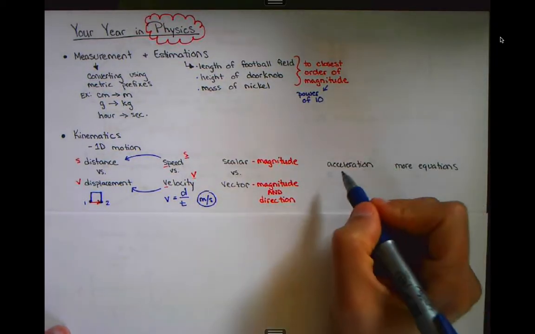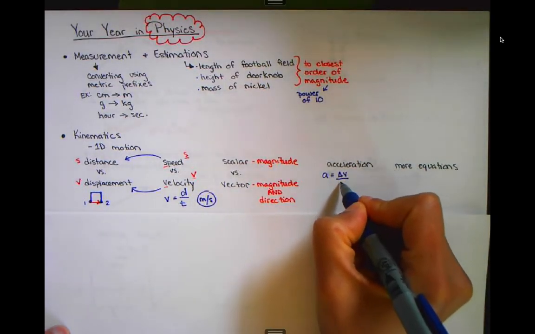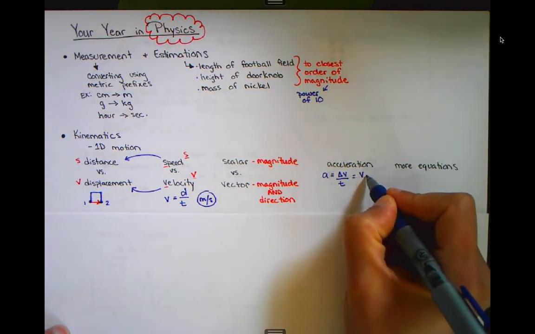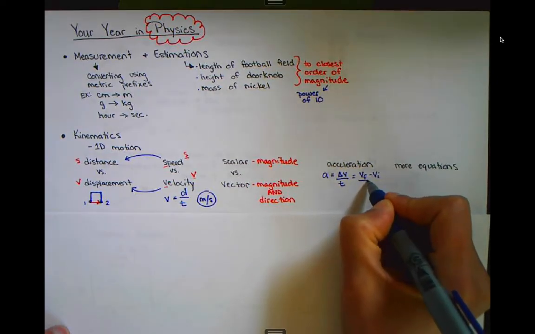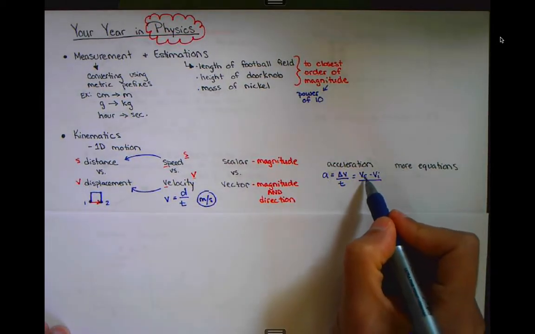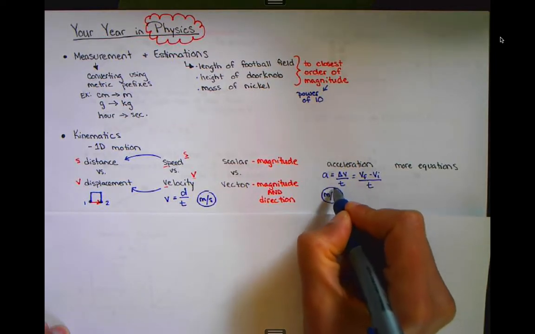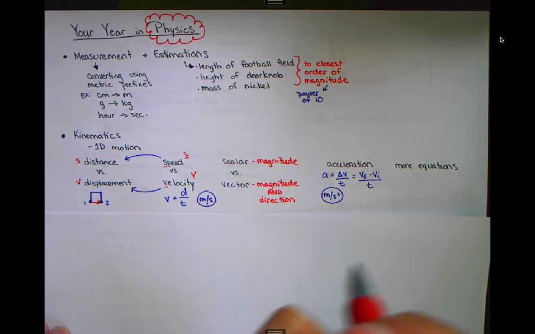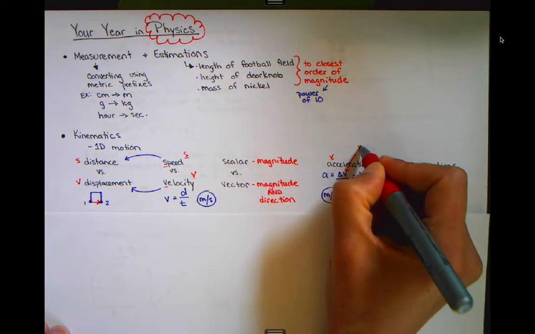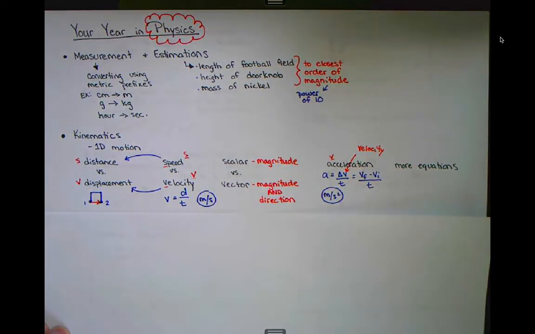Then we talked about the acceleration, which is a change in your velocity. So acceleration is change in velocity over time. Now remember that this change in velocity is final minus initial, right? You're looking at the difference between your velocities. And then units for this are meters per second squared, and this is a vector quantity, right? Because it uses velocity, and velocity is a vector. So acceleration is also a vector.